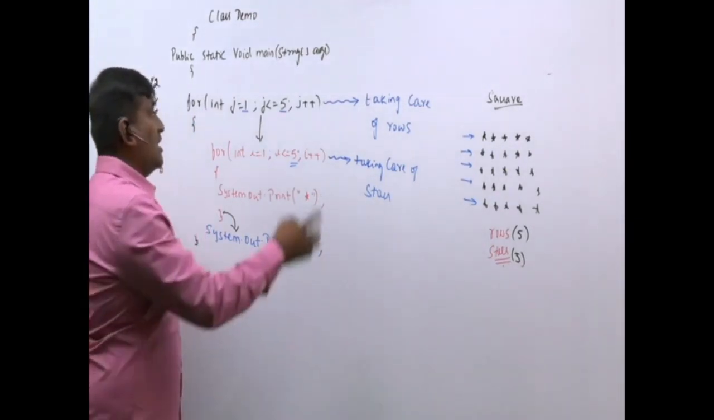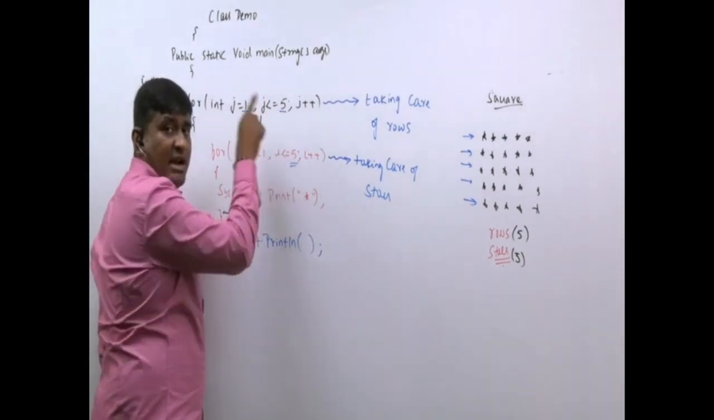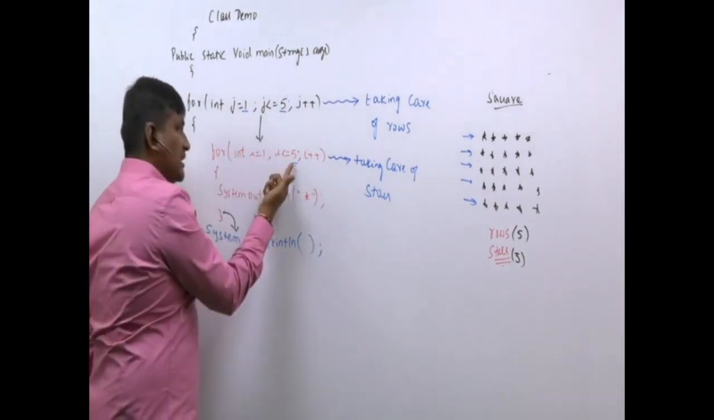Very simple. How many rows do you want? 7 rows. Hence instead of 5, change it to 7. And how many stars do you want in each row? 5 stars. Hence 5 only here.